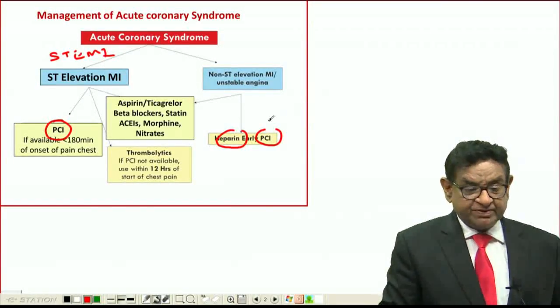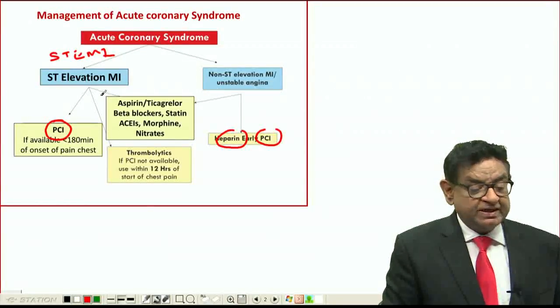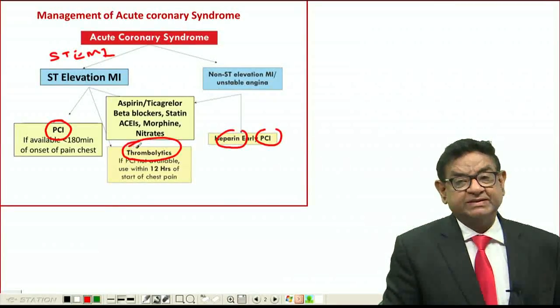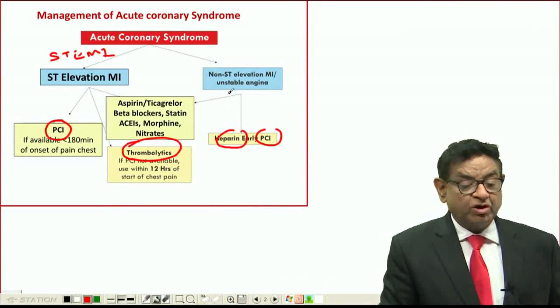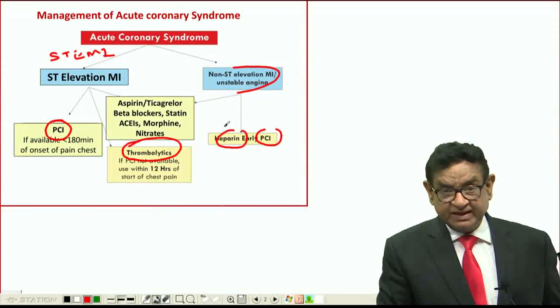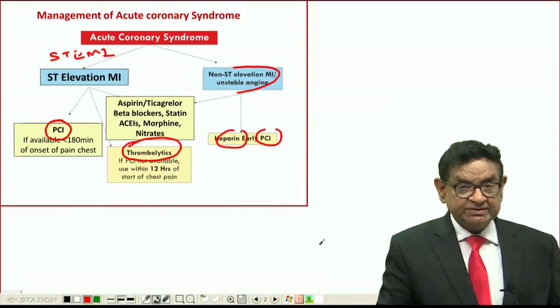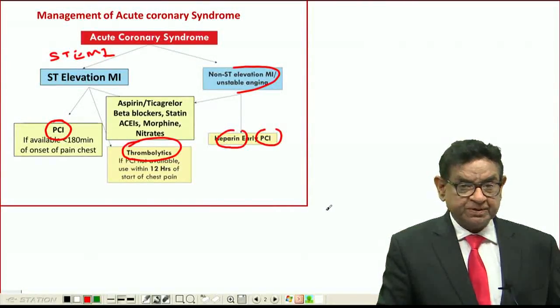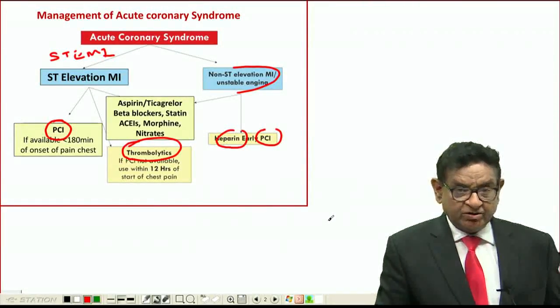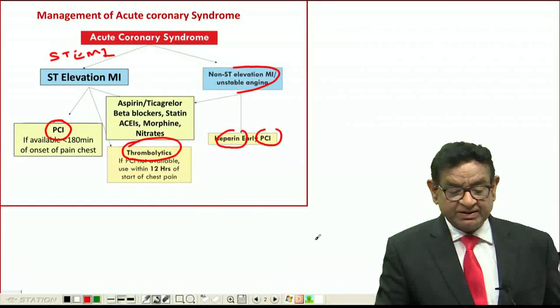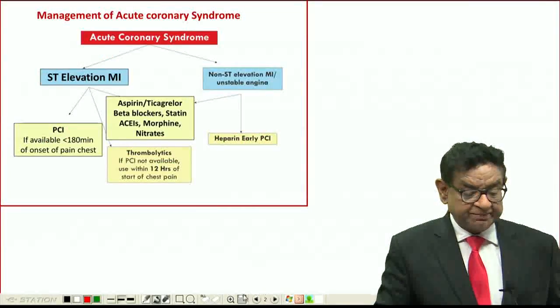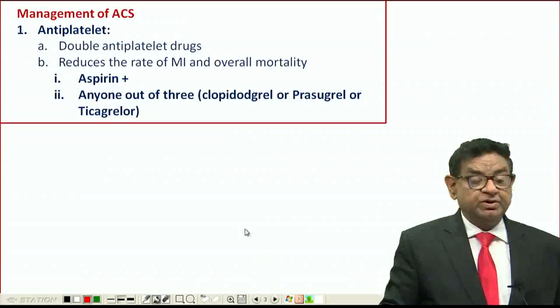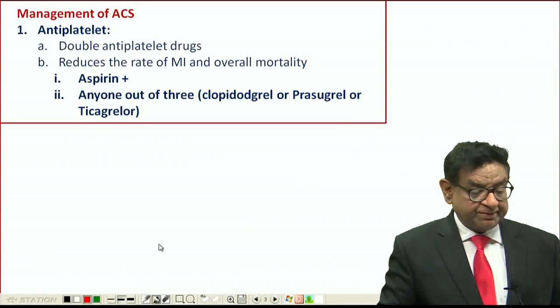The only major difference is in acute ST elevated MI, we can do thrombolysis, and thrombolysis is not done in non-ST elevated MI. Otherwise, management of all the three elements of acute coronary syndrome, that is ST elevated MI, non-ST elevated MI, and unstable angina, this treatment remains same. So now we talk about each one of them.